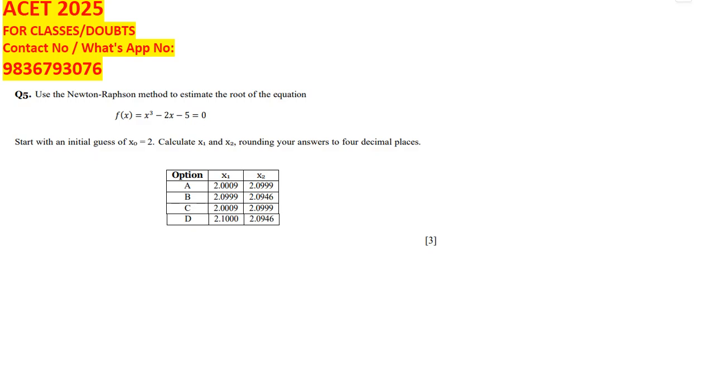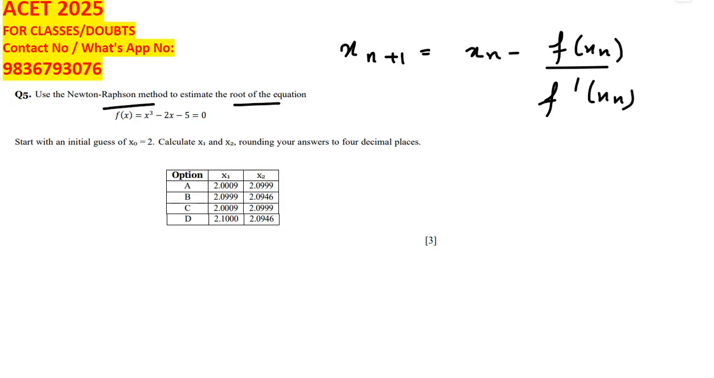Hello students, so today we are solving a CET 2025 paper using the Newton-Raphson method to estimate the root of the equation. So we are solving with Newton: x(n+1) is equal to x(n) minus f(x_n) by f prime(x_n). Okay, so what is given? This one is given to us. So f prime x will be 3x square minus 2, the differentiation.